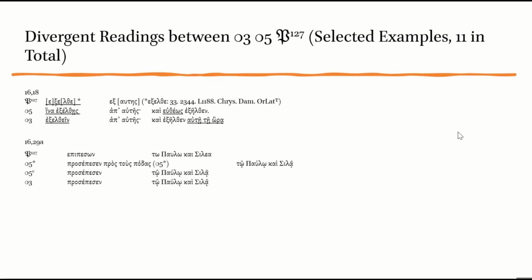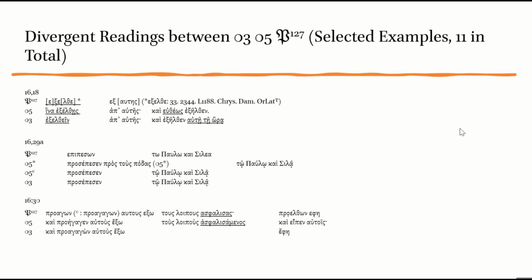Same thing here with 1629. We've got similar wording, obviously, as in every variant reading, but it seems that epipesson could be seen as original and then rephrased into what the original hand of 05 shows, prosepesen pros tous podas, which got changed by a corrector to suppress the pros tous podas, and which was then left as 03 in its final state.